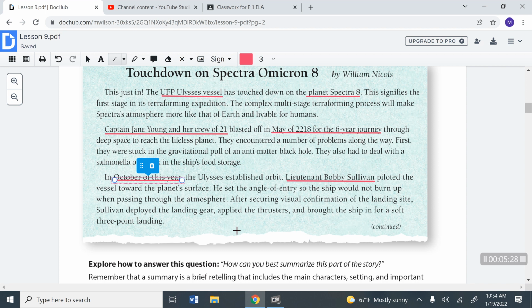You also want to include any sort of problems or conflicts. So in this case, they did encounter a number of problems along the way. And it was being stuck in the gravitational pull and the salmonella outbreak. And then finally, you want to include the resolution. So in this case, they brought the ship in for a soft 3-point landing, which is the ending of that.